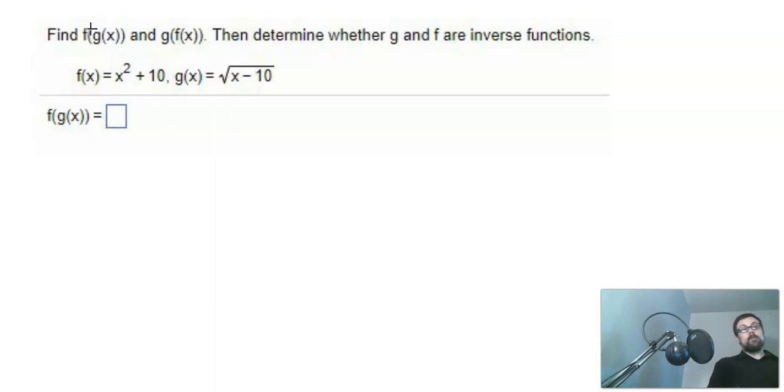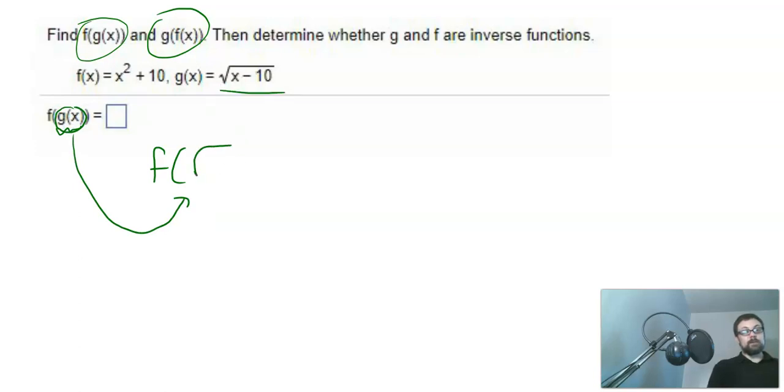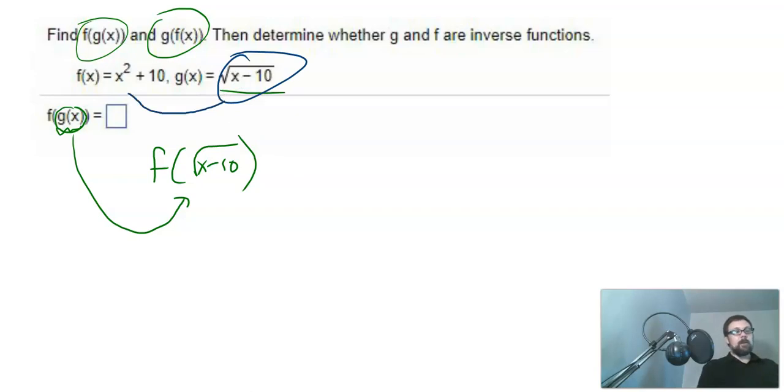So same thing. Find the compositions and then determine if they are inverses of each other based on that. So we'll do f composed with g. This is going to be f of g of x, so we're taking g of x and replacing that with what g of x is equal to, which is square root of x minus 10. And that means I want to take the square root of x minus 10 from g and plug that in as the input for f of x. So this x here in f of x will get replaced with this square root of x minus 10 from g of x. That's what this is asking me to do.